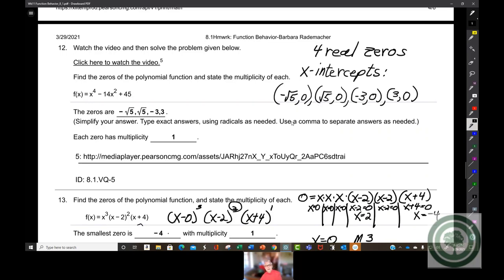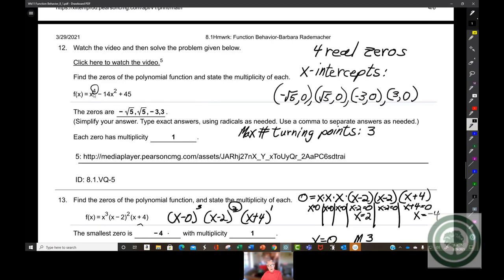Now, what is the maximum number of turning points I can have? 4 minus 1, which is 3. Not only that. Okay, maximum number of turning points is 3. Max number of turning points, in other words, relative maxima and minima, is three, always one less than the maximum number of zeros, or always one less than that.